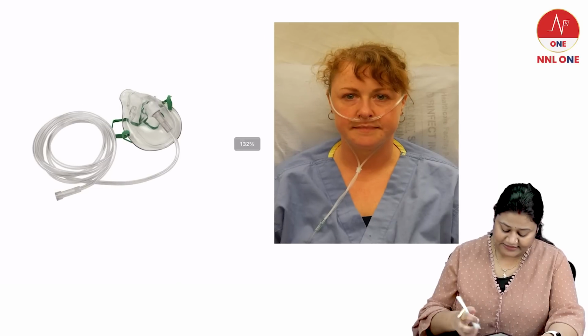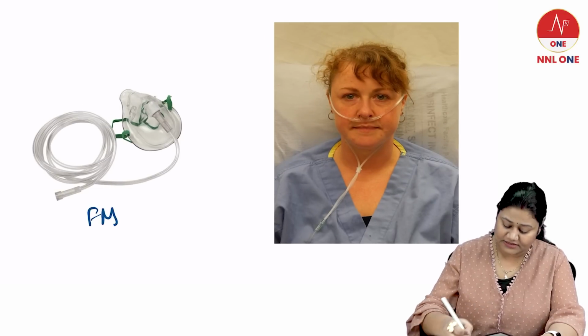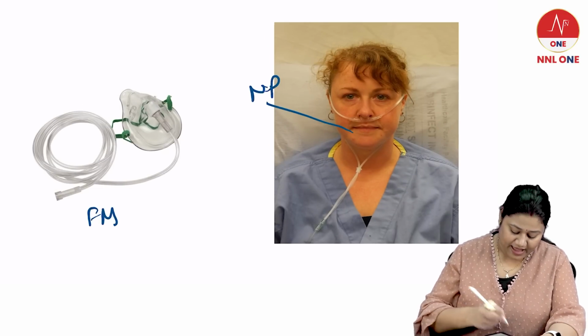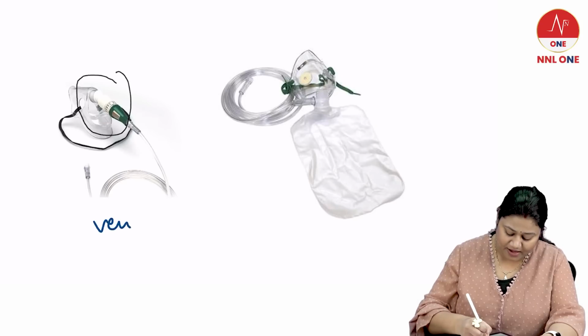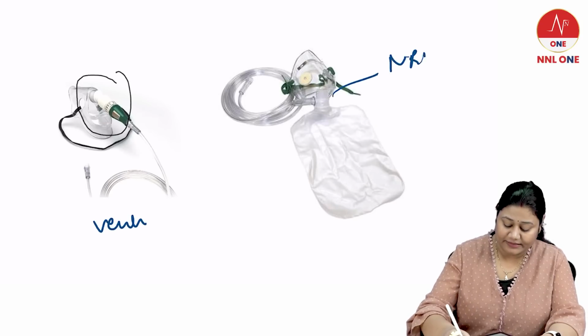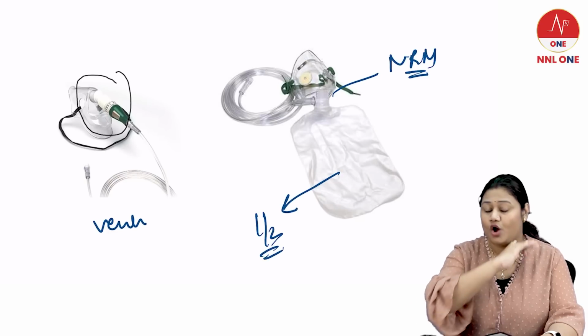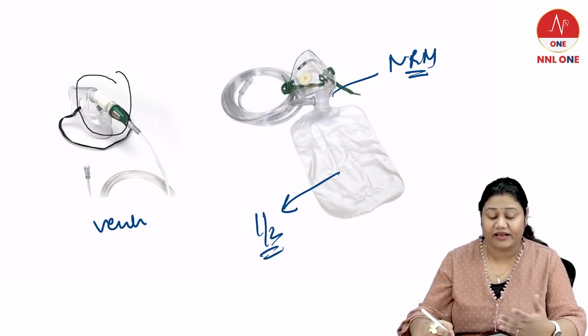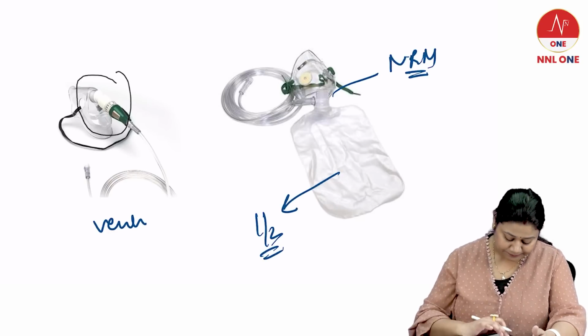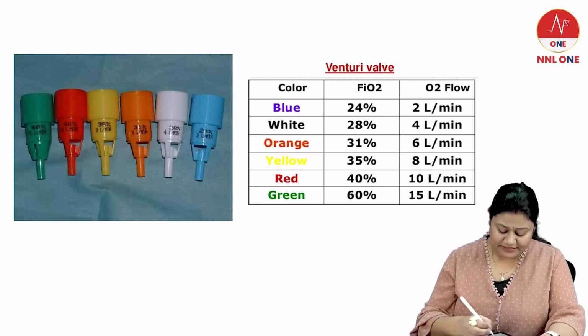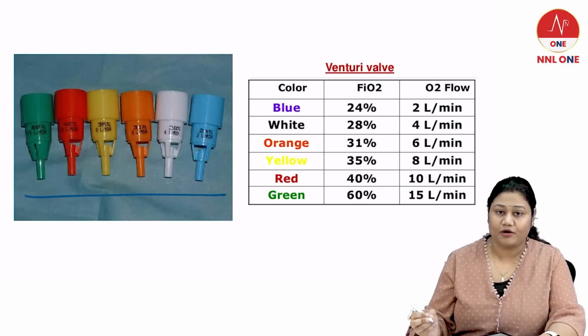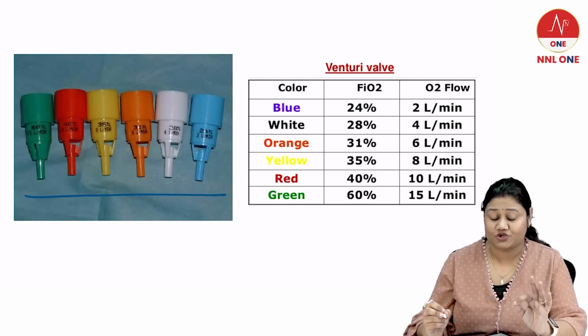Now let us see images. This is your simple face mask, this is your nasal prong, and here we have the Venturi mask, and this one is the non-rebreather mask, right? We have to make sure this reservoir bag should be half filled. Always it should be half filled whenever you are using this, right? Okay, in the Venturi mask we have certain color coding of orifice or valve that should be revised.